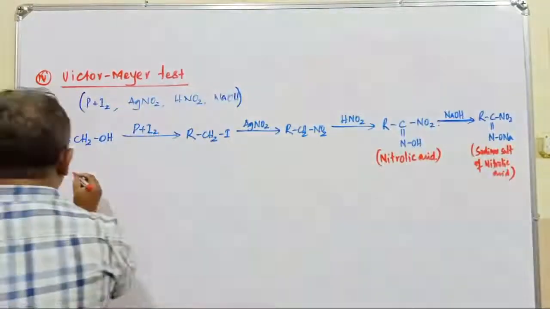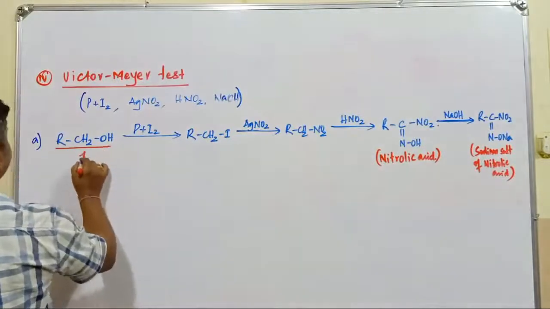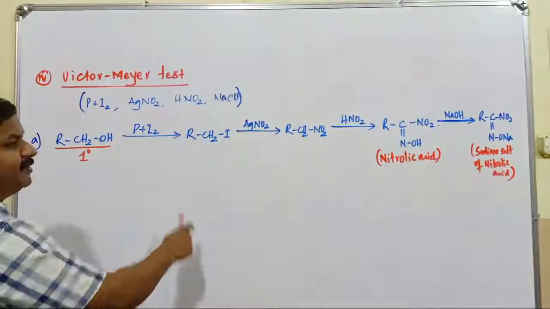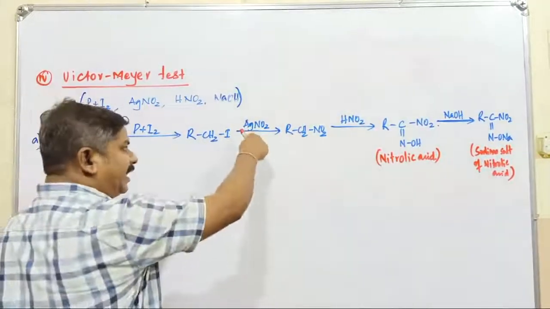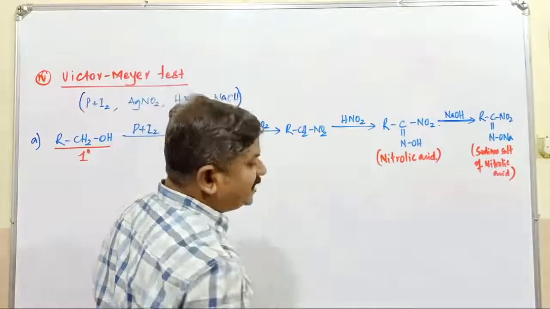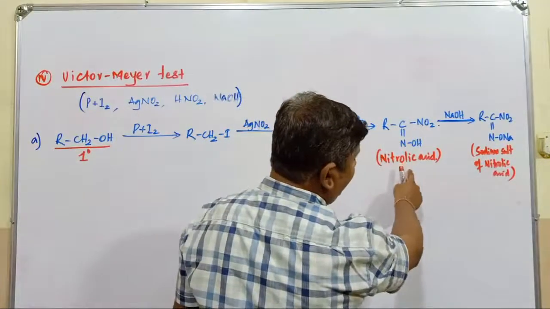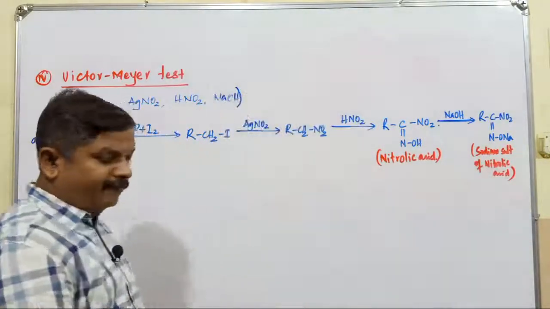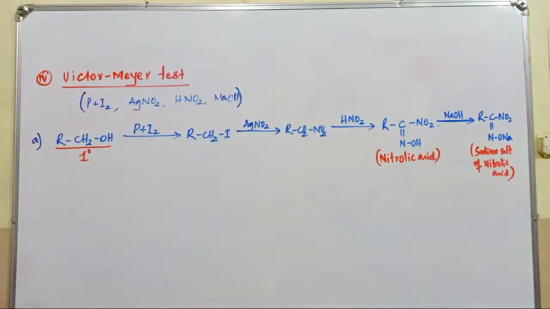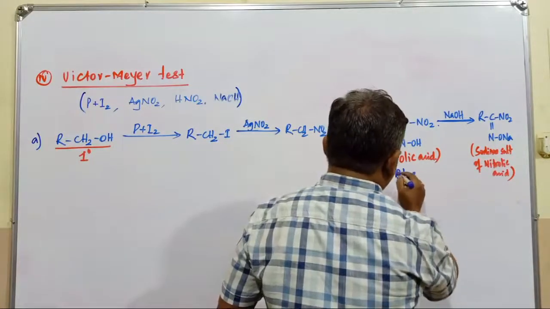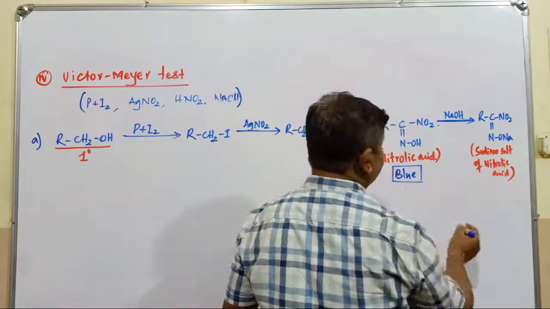First, an alcohol is taken. What type of alcohol is it, students? Primary alcohol. First, it is treated with phosphorus and iodine. It forms alkyl iodide. On treatment with AgNO2, it forms the respective nitro compound. Further treatment with HNO2 forms nitrolic acid. The sodium salt of nitrolic acid is produced. In this case, this compound is going to be blue in color, which changes into what?